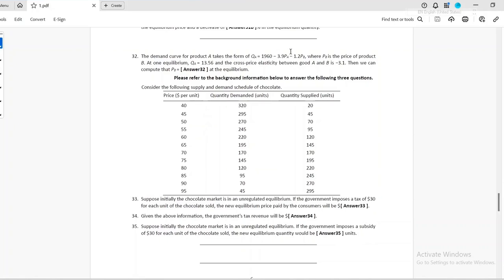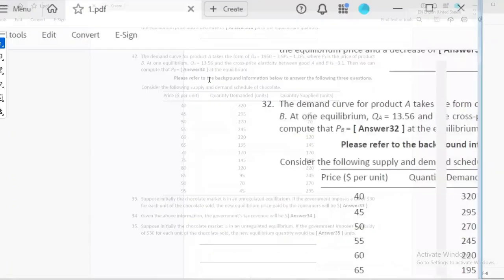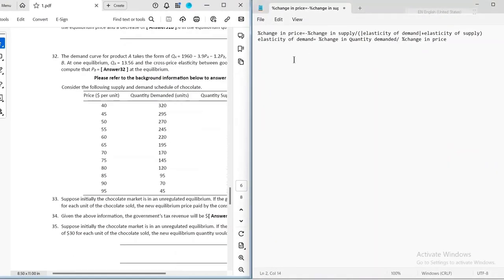All right, so you are given a demand relation, and at a point, okay, so this is the quantity, you are given the cross price elasticity, and you are asked to calculate the PB. So again, this is very simple. This is simply based on the formula. So the cross price elasticity, I hope you remember the formula. Let me write it down.